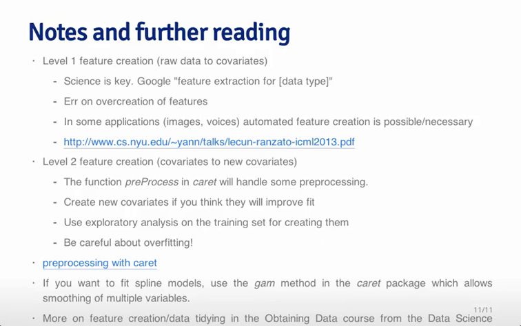And so a good idea, if you overcreate lots of features, is to do some filtering before you actually apply your machine learning algorithm. This tutorial on preprocessing with Caret is a good place to start for really basic preprocessing. And if you want to fit spline models like the ones I talked about with flexible curves, you can use the GAM method in the Caret package, which allows smoothing of multiple variables using a different smoother for every variable. And more on feature creation and data tidying is in the Getting and Cleaning Data course from the Data Science Specialization.